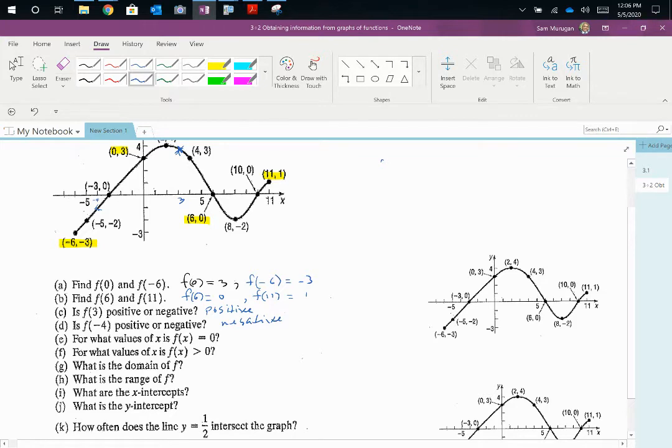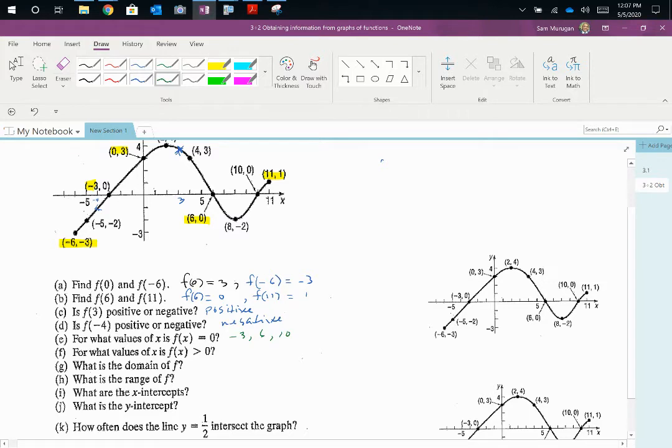For what value is f(x) equal to 0? In other words, for what values of x is the y value equal to 0? So that's all of the x-intercepts, -3, 6, and 11. I'm sorry, and 10. Yeah. -3, 6, and 10. All of those values have a y value equal to 0.